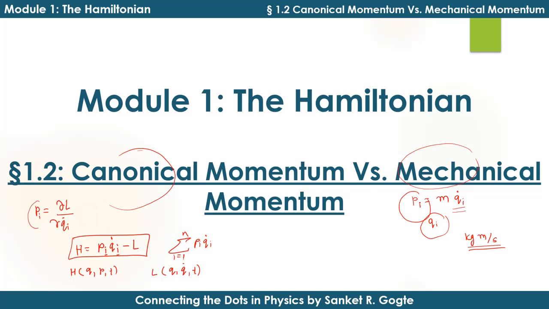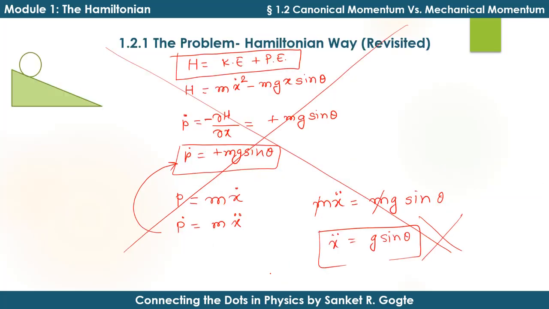Now to compare the difference between this canonical momentum and mechanical momentum, we will consider three particular cases. Let's start with the first one. This is the problem which we considered in one of the previous lectures. It is a ring rolling down an inclined plane, where this incline makes an angle theta with the horizontal, and this ring is rolling on that incline and not sliding.